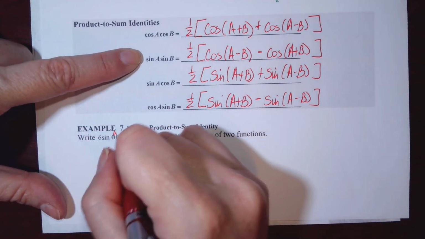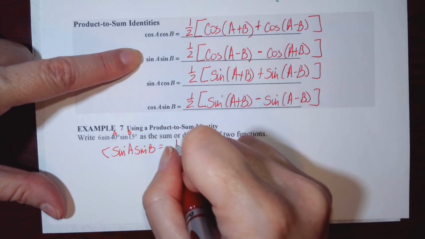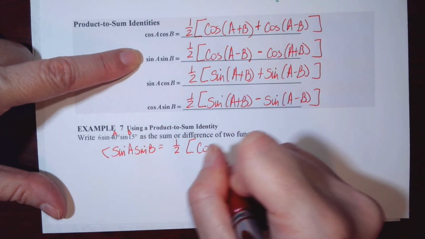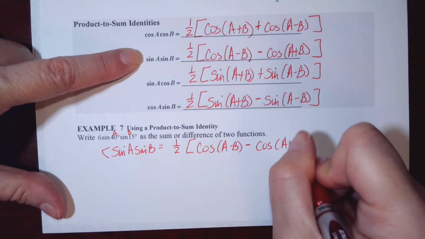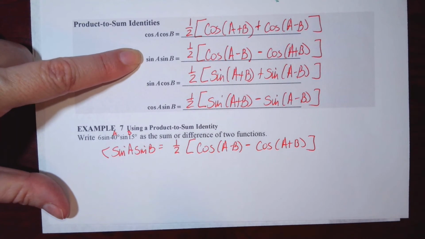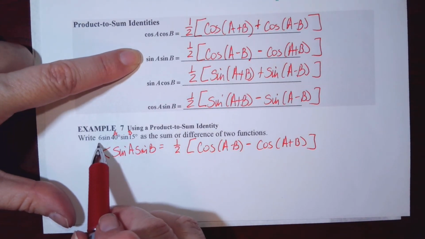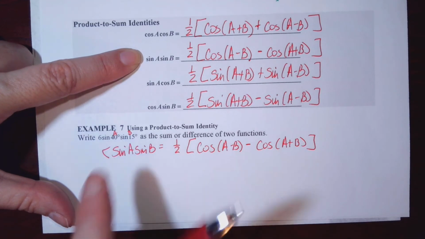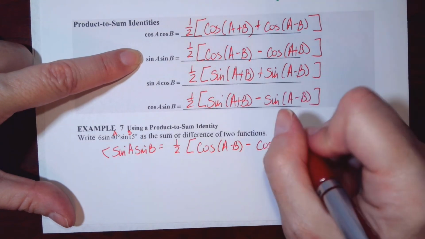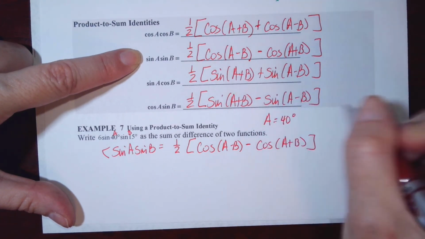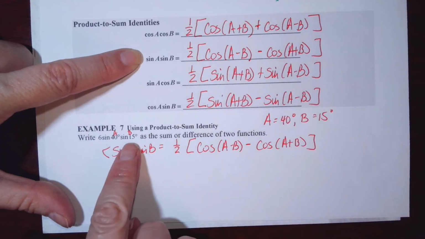I'm saying, okay, well, I've got sine A, sine B equal to 1/2 of cosine of A minus B minus cosine of A plus B. And what I've done here is I've multiplied this by 6. So if I'm going to multiply one side of my identity by 6, I've got to multiply both sides of the identity by 6. A is my 40-degree angle, B is my 15-degree angle, because this is first, this is second.